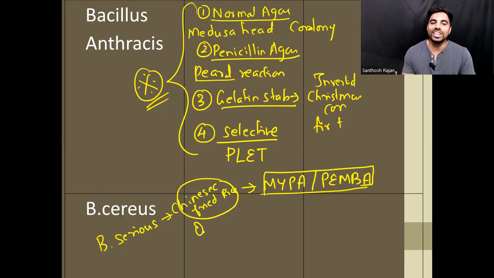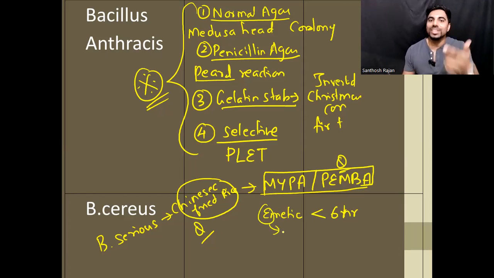The fried rice is a question frequently asked, and Mayappan Pemba is the selective media for Bacillus cereus, also a question. And what usually happens? We have the emetic and the diarrheic type, but this fried rice usually causes the emetic type within 6 hours. You remember that, right? Okay, then one more thing, emetic means from the throat. Throat in Hindi we call gala. Gala se ulti aata hai, you'll vomit. Emetic means vomit.